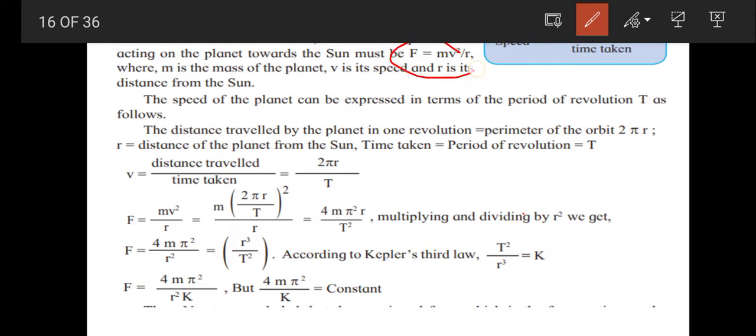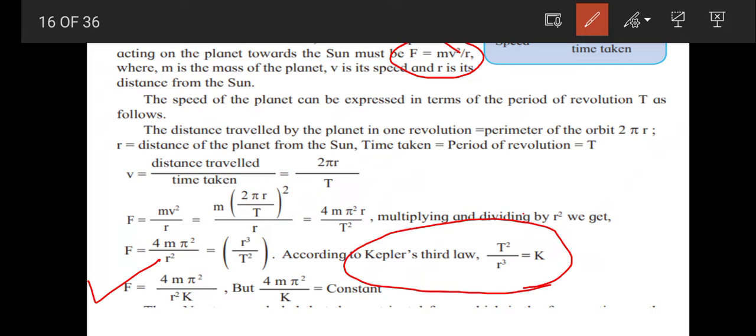F is equal to mv square upon r. We discussed this one. Now we are going to discuss the actual value of that force, that is 4m pi square divided by r square into k. Before that, I want to tell you that here we are going to use Kepler's third law. That means t square upon r cube is equal to k, and that k is nothing but Kepler's constant.